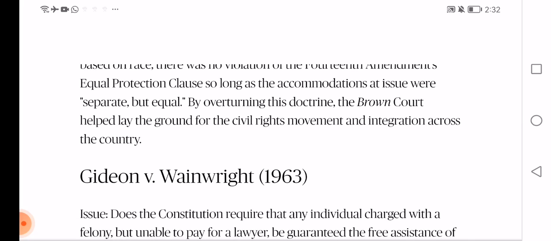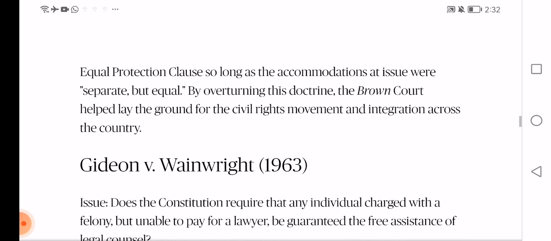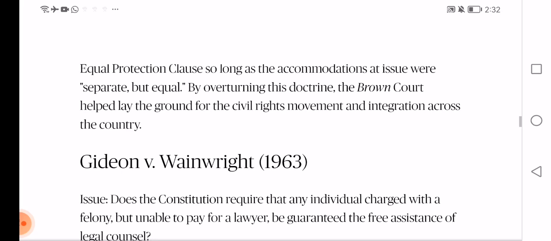By overturning this doctrine, the Brown court helped lay the groundwork for the civil rights movement and integration across the country.